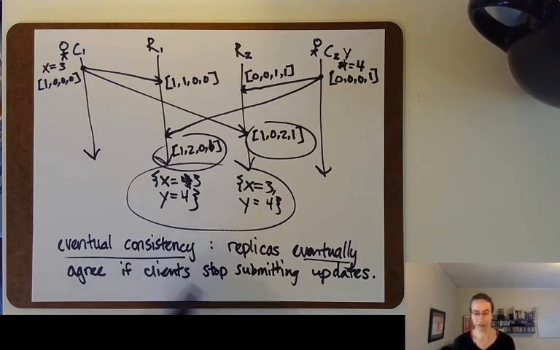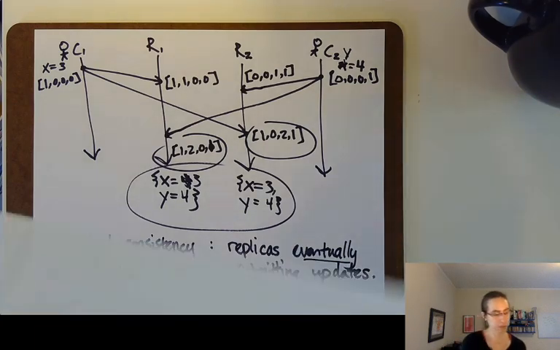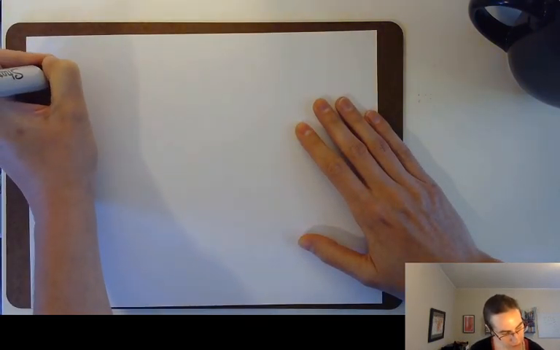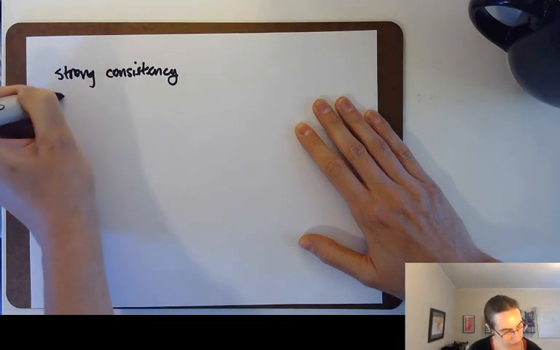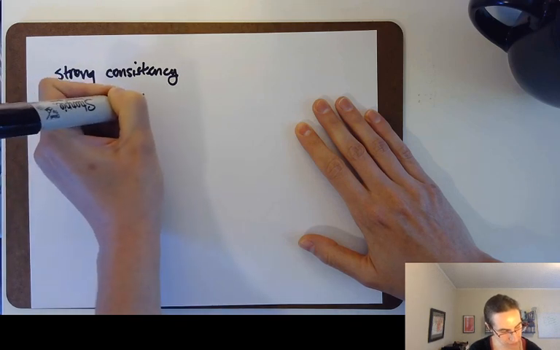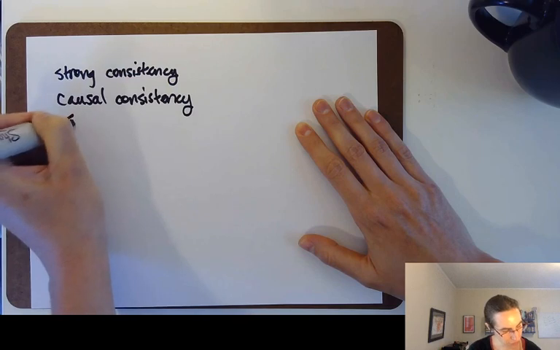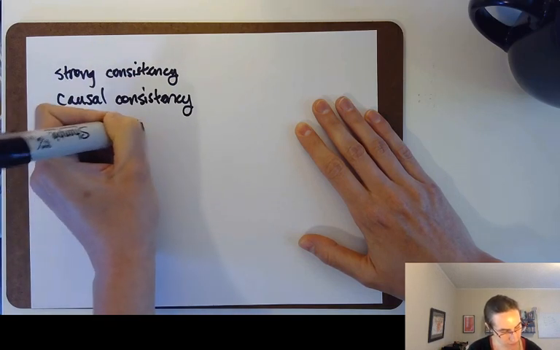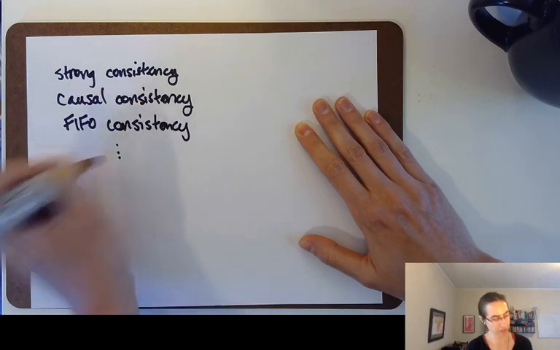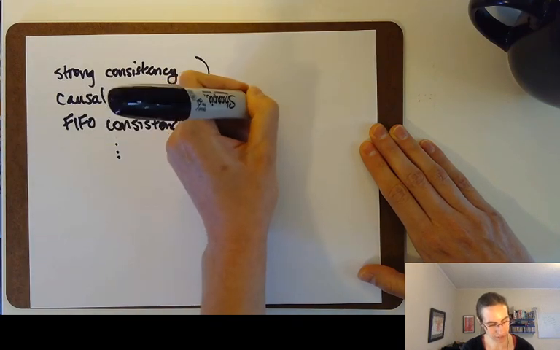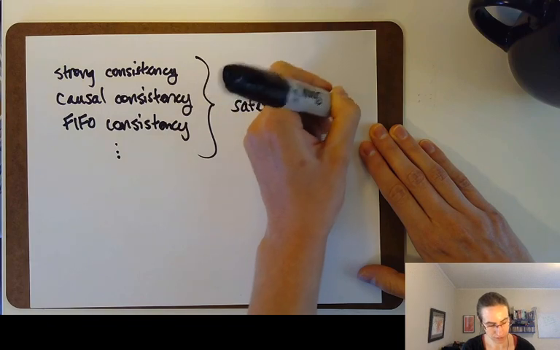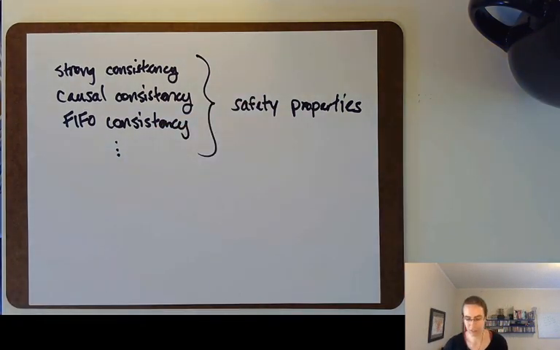So eventual consistency is very different from those other consistency models that we studied before. Before, we talked about strong consistency, and causal consistency, and FIFO consistency. And these are all just a sampling, actually, of the many consistency models that you can have. These are all safety properties, so these can be violated in a finite execution.